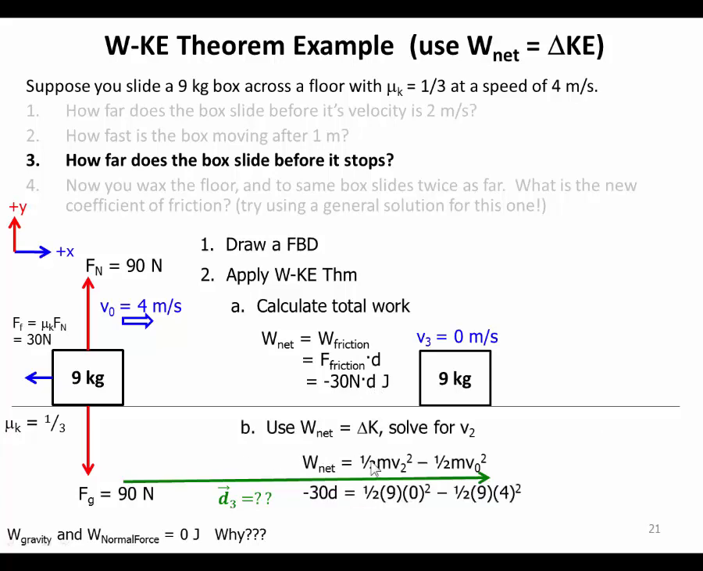So what we have is, for the net work done, negative 30 times D. On the right side, we're ending at 0 meters per second, and we're starting at 4 meters per second. Work out some numbers, and now we've got a total of 72 joules. So the distance it actually travels is 2.4 meters. And so our answer is 2.4 meters.